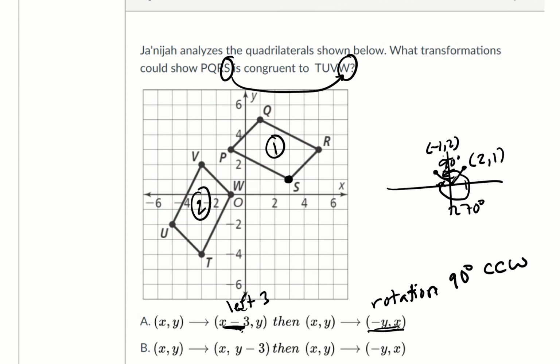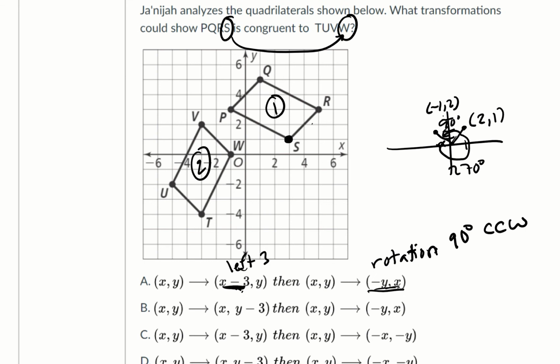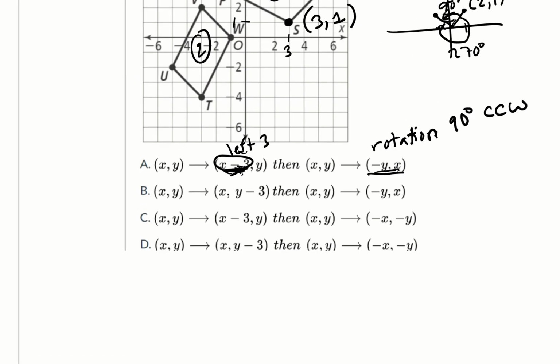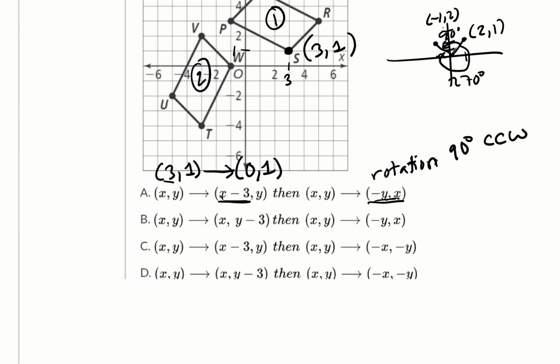So whatever S is has to go to W. And the coordinates of S are 3, 1: 3 in the x, 1 in the y. I'm going to subtract 3 from x, because that's what this is saying: take x minus 3. So if I did that, this is 3, 1, and then 3 minus 3 is 0. So it's going to be 0 and 1. Now it's going to be at 0, 1.